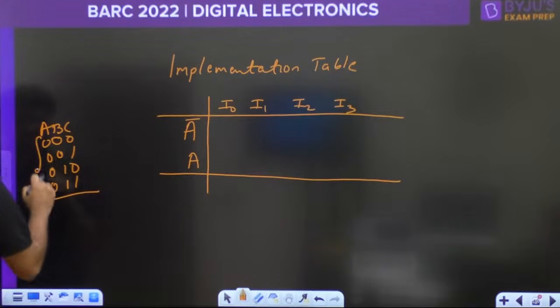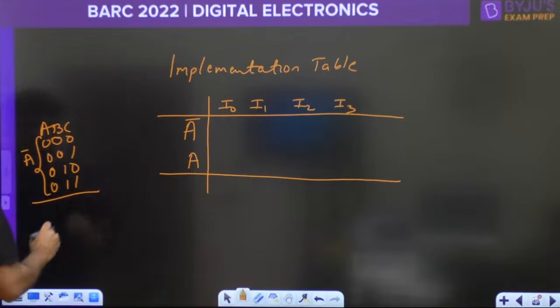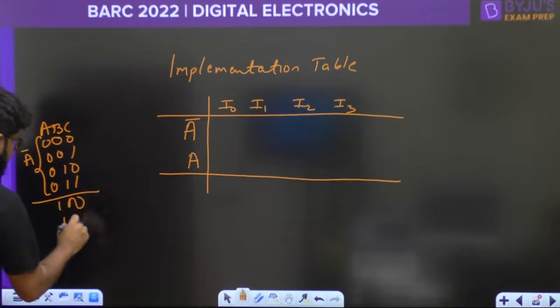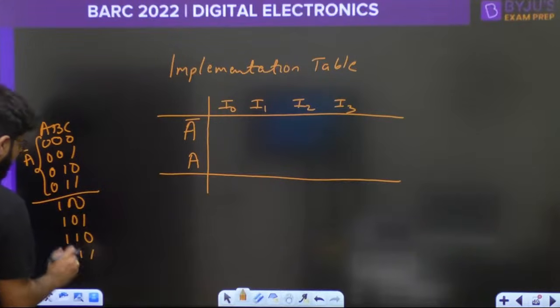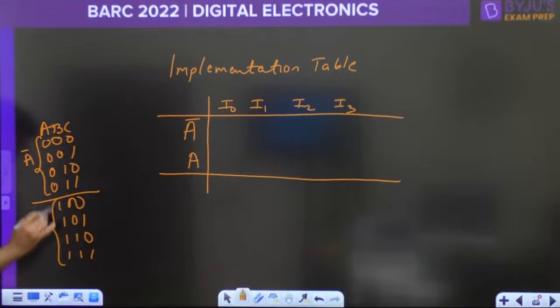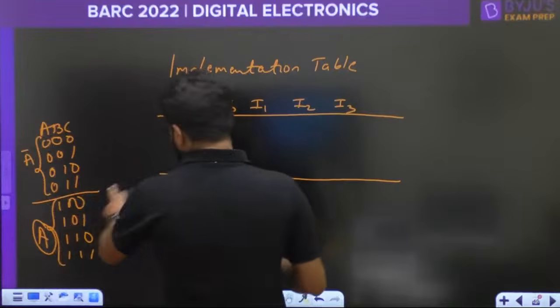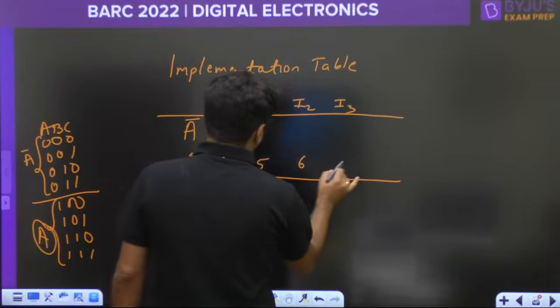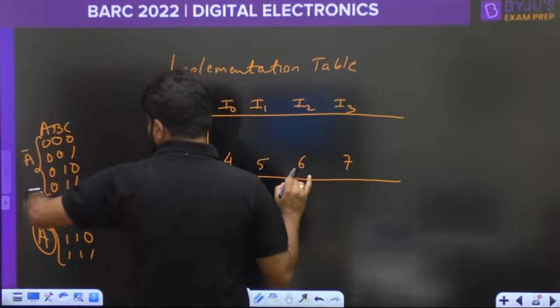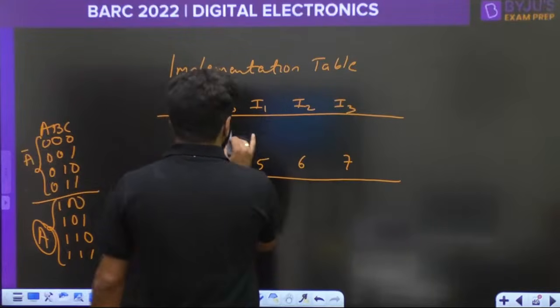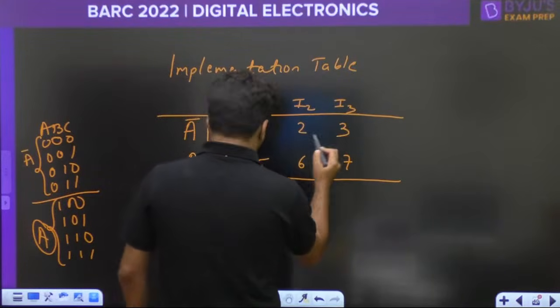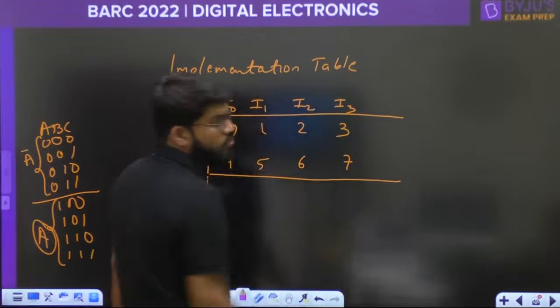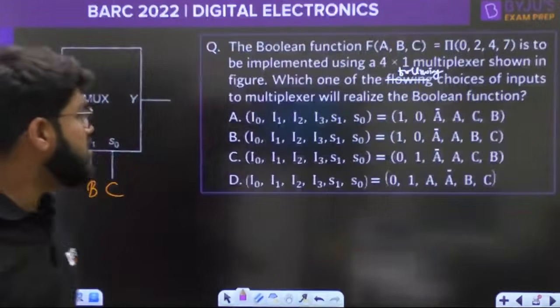Up to here, you see A is low. This corresponds to A bar. Then 1 0 0, 1 0 1, 1 1 0, 1 1 1. These are the cases where A is high, and this corresponds to A. So the minterms in the row corresponding to A are 4, 5, 6, 7. And the minterms corresponding to A bar, where A is low, are 0, 1, 2 and 3. Now you have to see what minterms are given in the function.